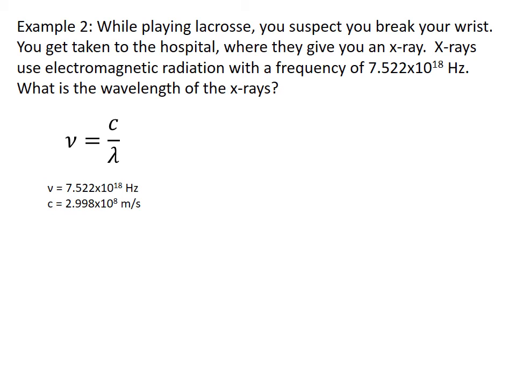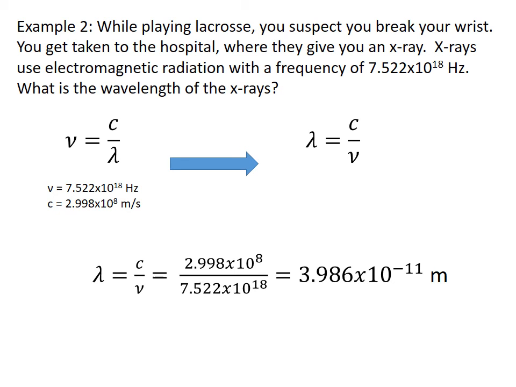To make our lives easier, we're first going to algebraically rearrange this equation so that we are solving for lambda. That is the variable we wish to know. So now our equation reads lambda equals c over nu. We can then plug in our numbers, and we get a final answer of 3.986 times 10 to the minus 11th meters. Now take note, these X-rays had a much higher frequency than the microwaves in the last problem, and therefore they also had a much shorter wavelength.